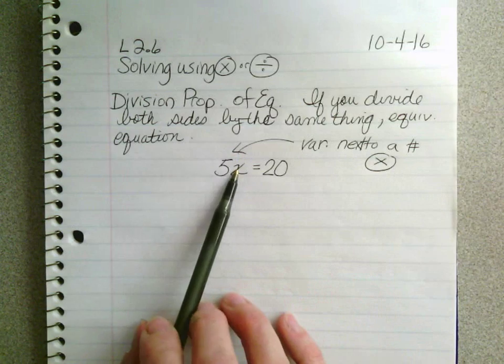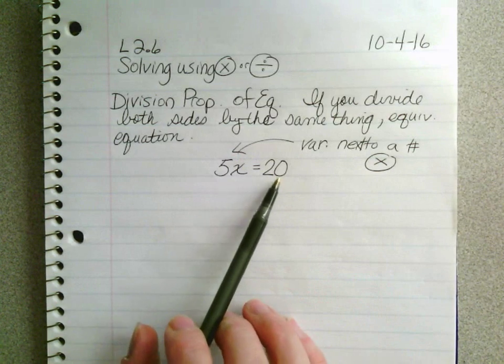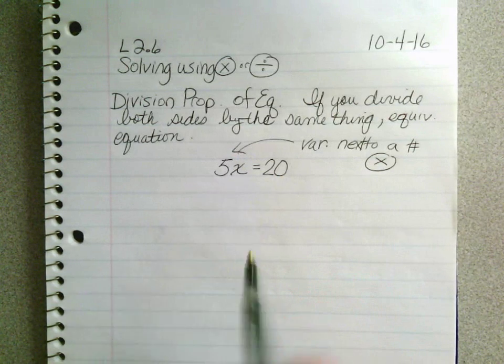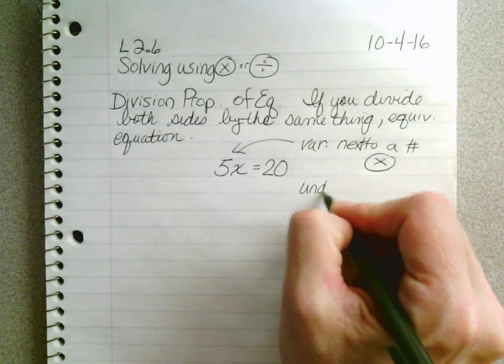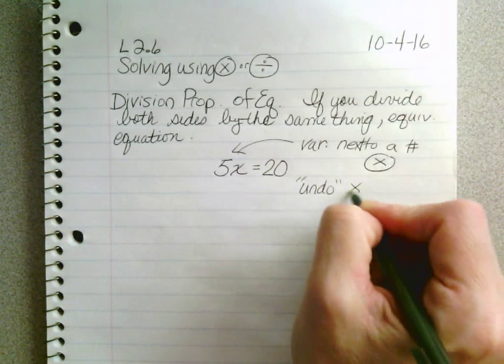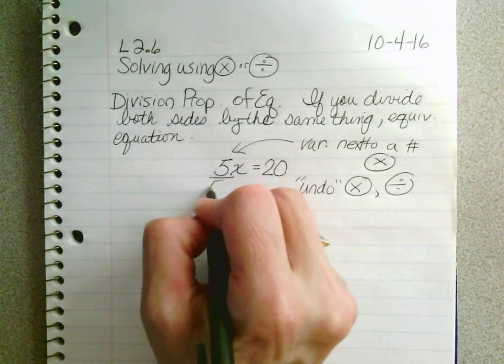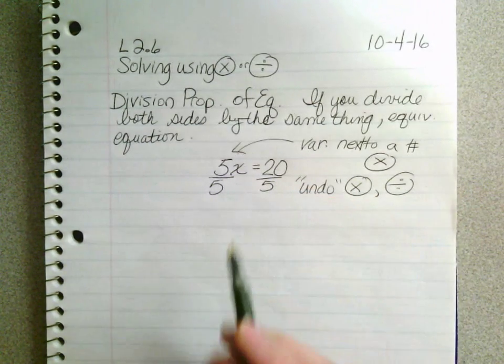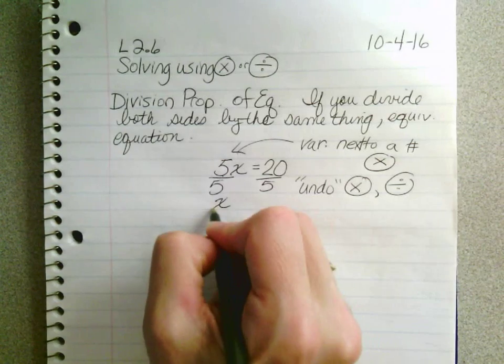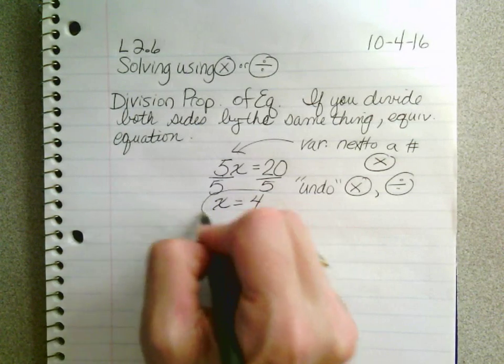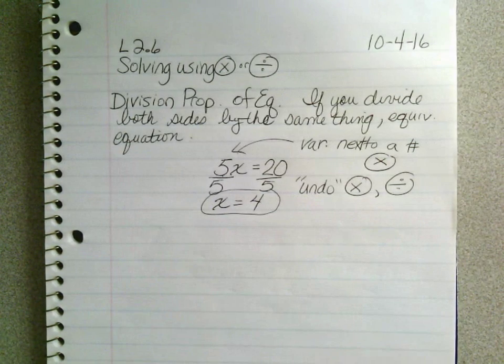So 5 multiplied by x is 20, but I don't know what x is. So to undo the multiplication, I divide. Divide each side by 5, and now I have 1x. Remember, we don't really write the 1 when it's the coefficient, but in any case, I now know that 1x is equivalent to 4. Agree? All right.